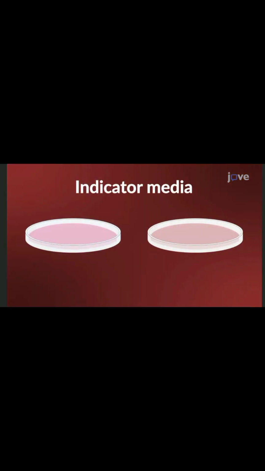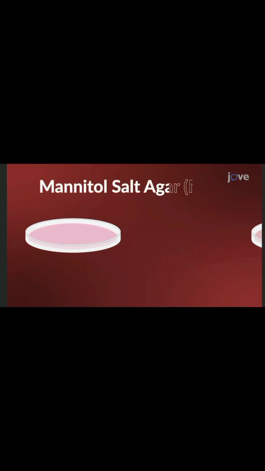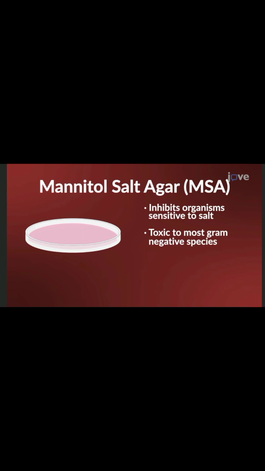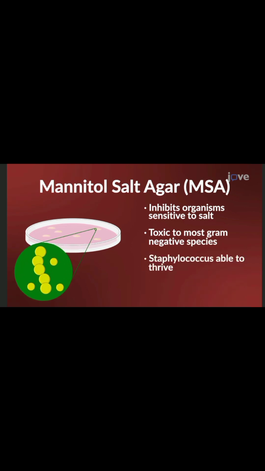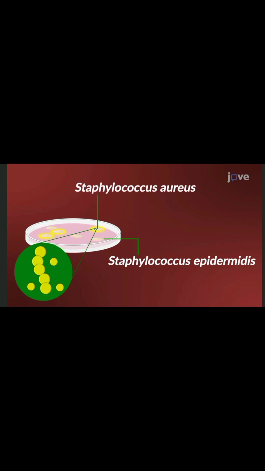To further enrich for an organism of interest, some media types contain indicators which give insight into the metabolism of the organism. Mannitol salt agar inhibits the growth of organisms sensitive to high salt. Gram-negative bacteria typically cannot survive, but the gram-positive Staphylococcus genus are able to thrive. In addition, the MSA agar indicates any colonies able to ferment mannitol, because the acid byproducts of fermentation will turn the methyl red indicator in the media to a bright yellow. This can allow for more specific selection of a species.